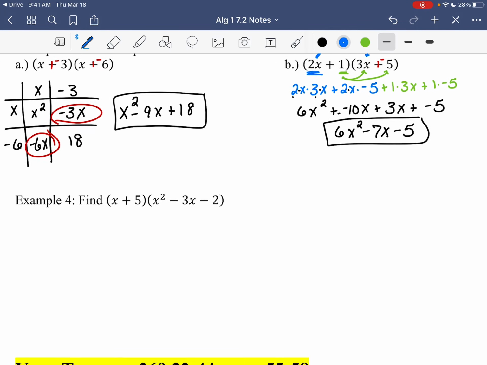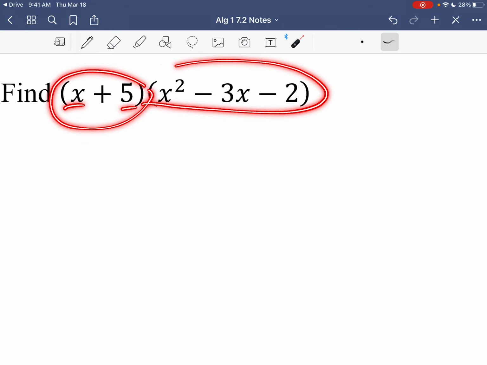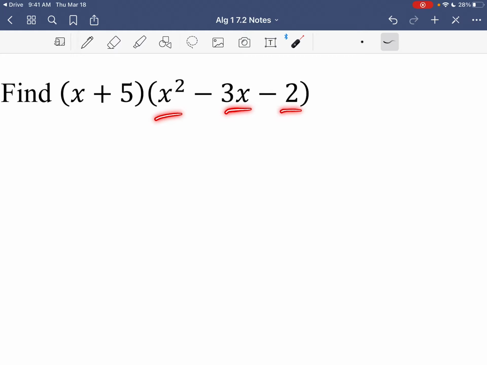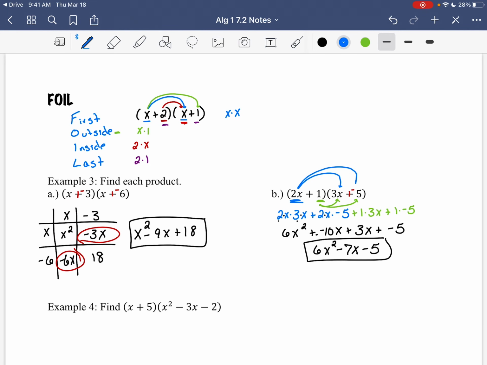But now on this next one, ooh, looky here, we are multiplying a binomial, 2 terms, 1, 2, times a trinomial, 3 terms, 1, 2, 3. We just distribute. This is where FOIL does not work. FOIL only works with a binomial times a binomial.